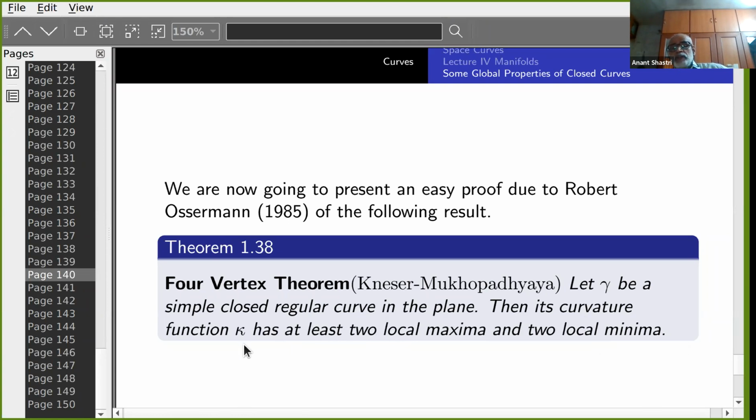Therefore, it is a stationary point of the curvature. You see, for a smooth function, where local maxima or local minima are attained, kappa dot must be 0. But kappa dot may be 0 and the point may not be a maxima or minima. It may be an inflection point. So this theorem says a stronger conclusion: there will be at least 2 local maxima and 2 local minima. At all these points kappa dot will be 0. So there are at least 4 points wherein kappa dot is 0.